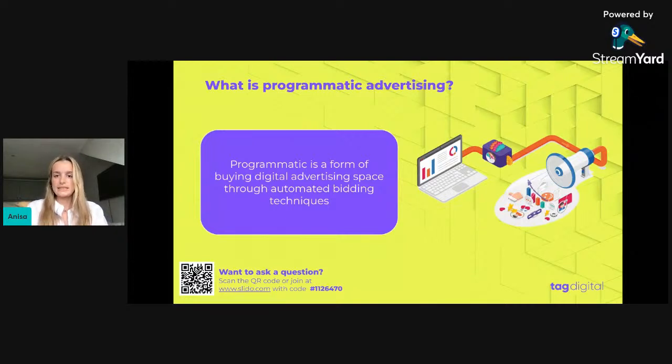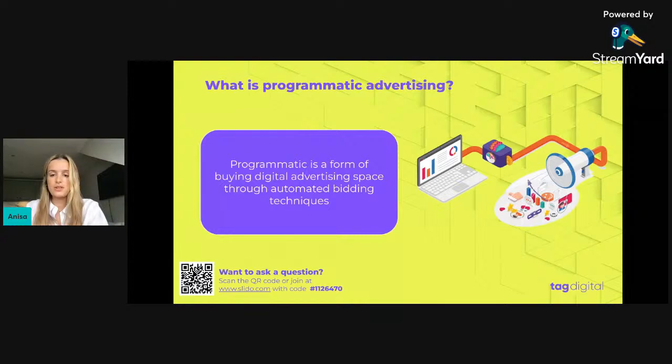So, what is it? The definition of programmatic is buying digital advertising space through automated bidding techniques. And how is this possible? Computers actually use data and machine learning to decide which ad space to buy and how much to pay for them through real time bidding.